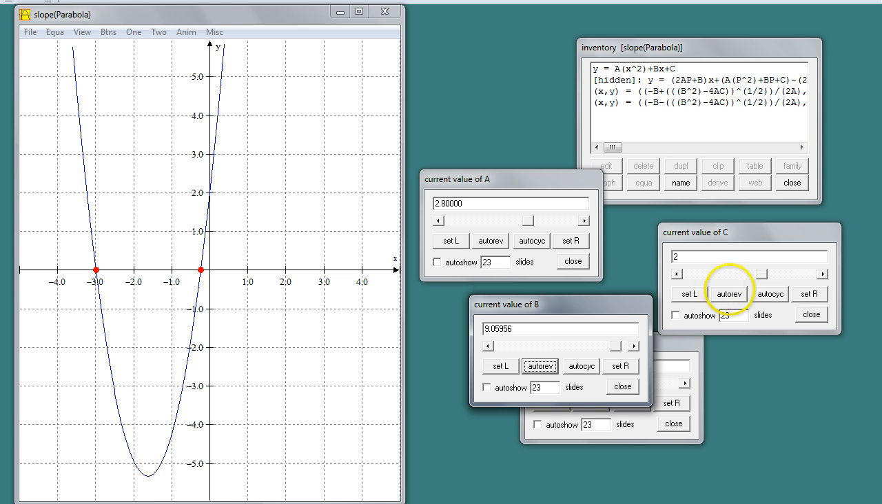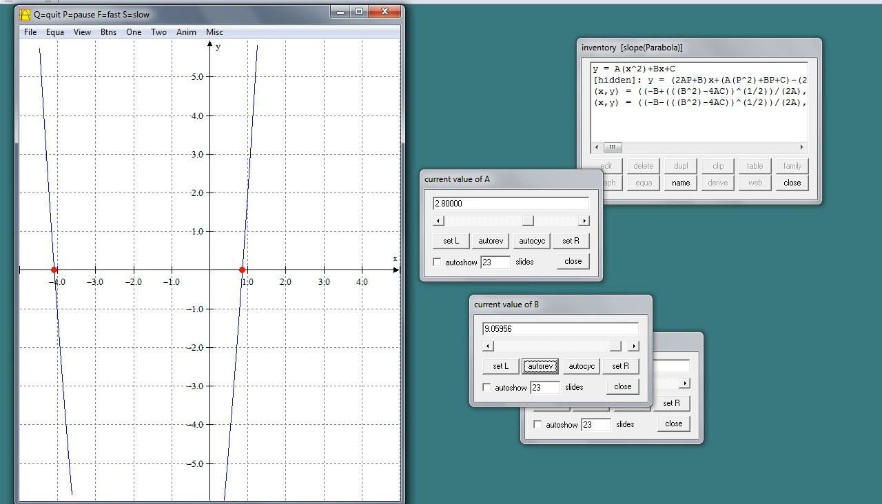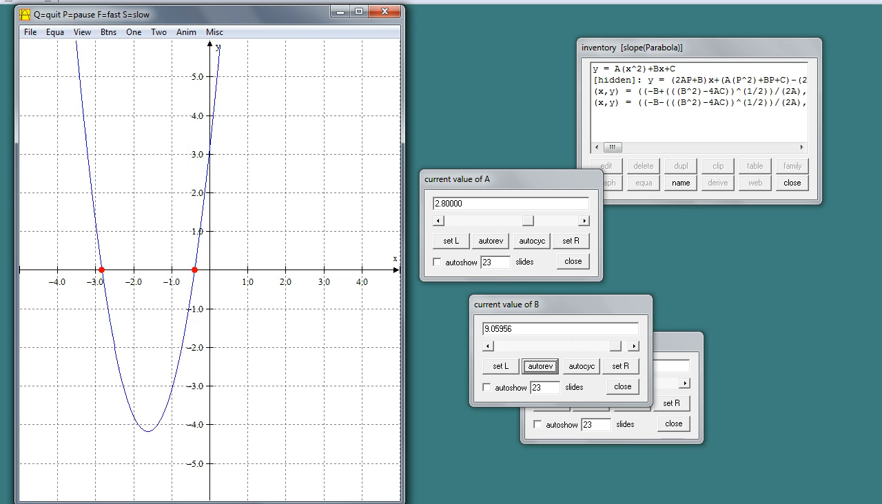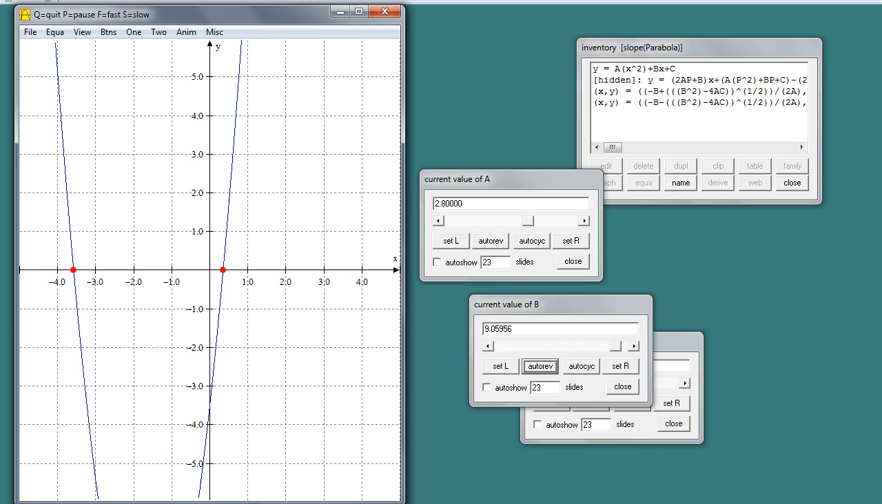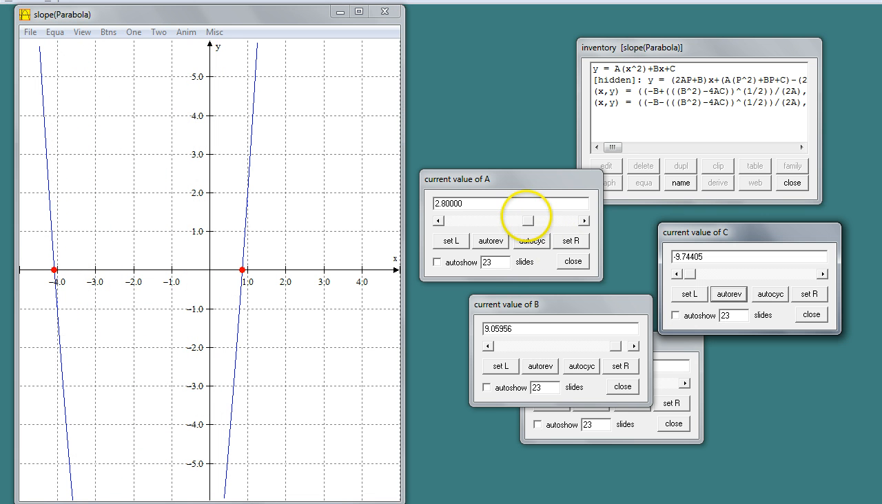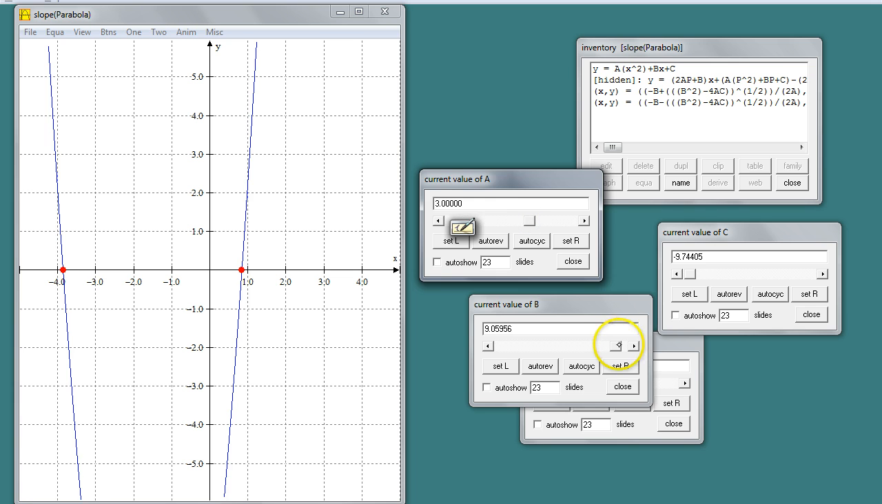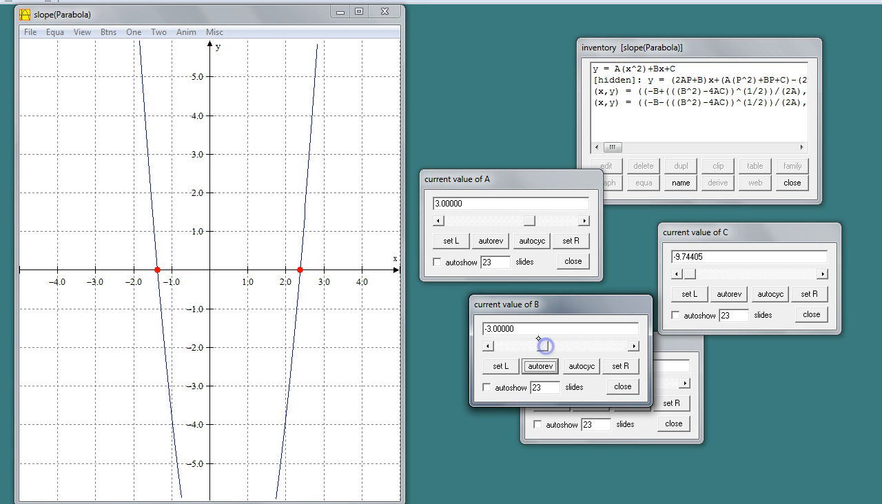And let's see what happens if I change the value of c. You see how my roots are always in the correct place. I know the exact ordered pairs. Does that make sense? Do you guys understand what I'm trying to say here?